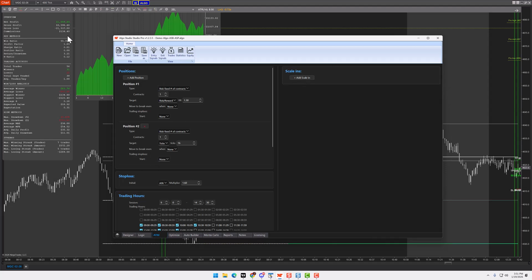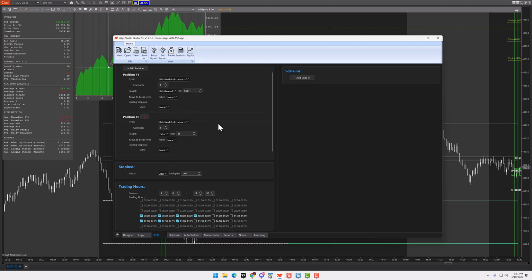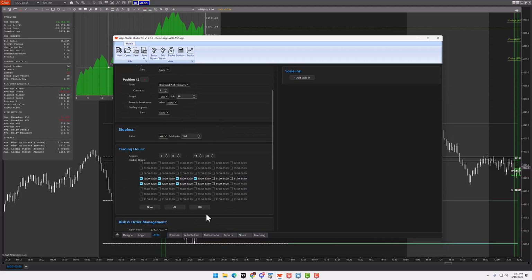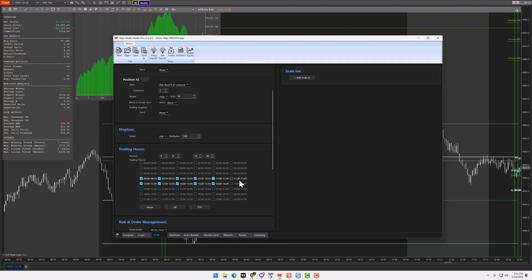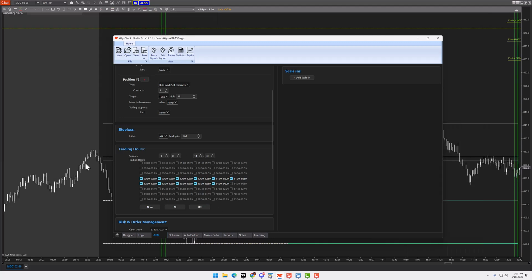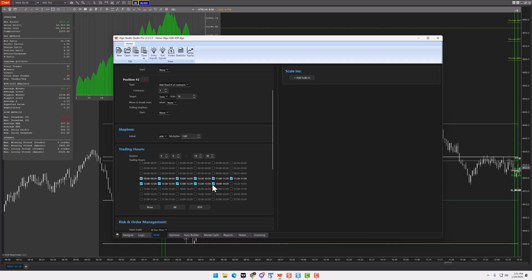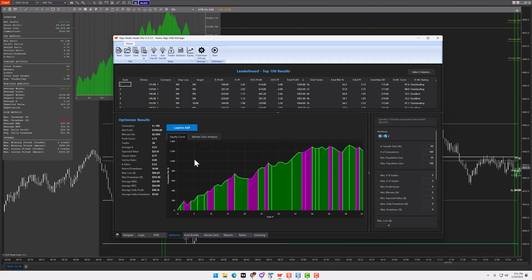And the thing that's amazing about Algo Studio Pro is that I get immediate results. I don't have to wonder, is that better or worse? I get immediate results. Then I may want to flesh this out and see, if I include the full day, am I getting a better result? Remember, I took out those parts of the day where, if I looked at the result, it was unprofitable from 11 to 12, and then in the afternoon.